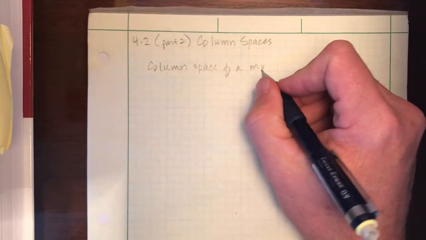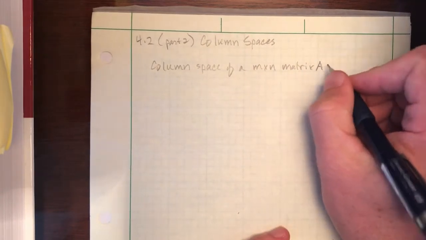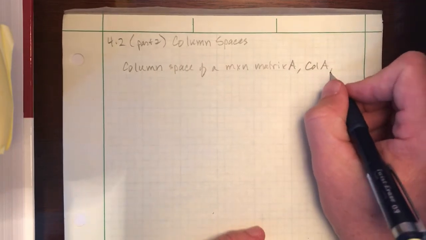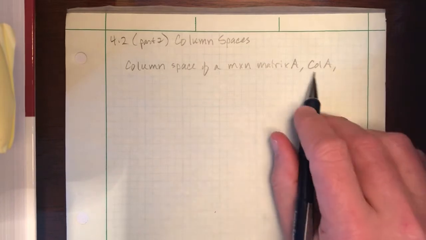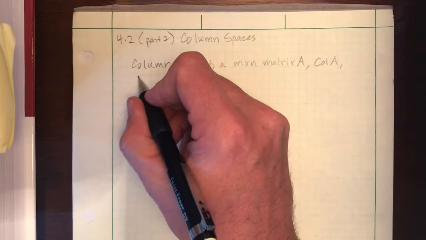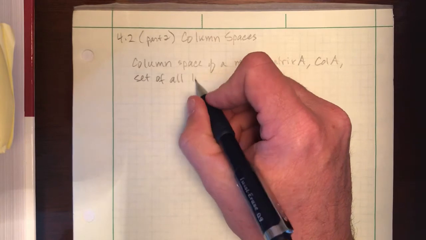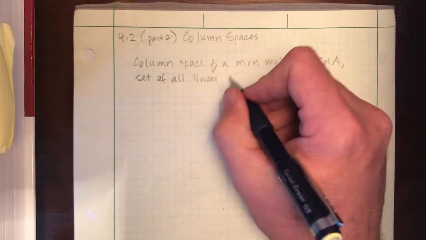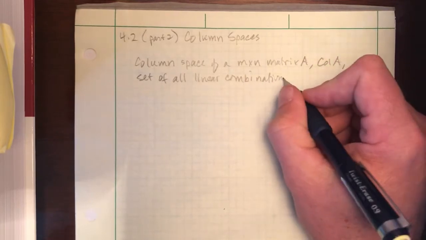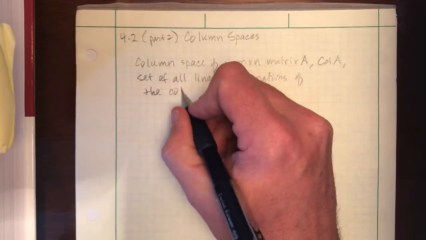of any M by N matrix A, which we'll give the shorthand Col A, just as the null space was Nul A. The column space of a matrix is just the set of all linear combinations of the columns of A.